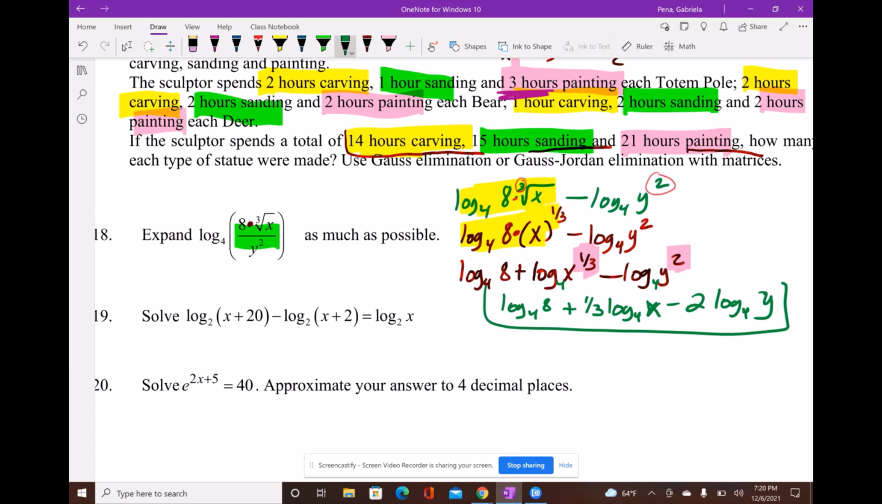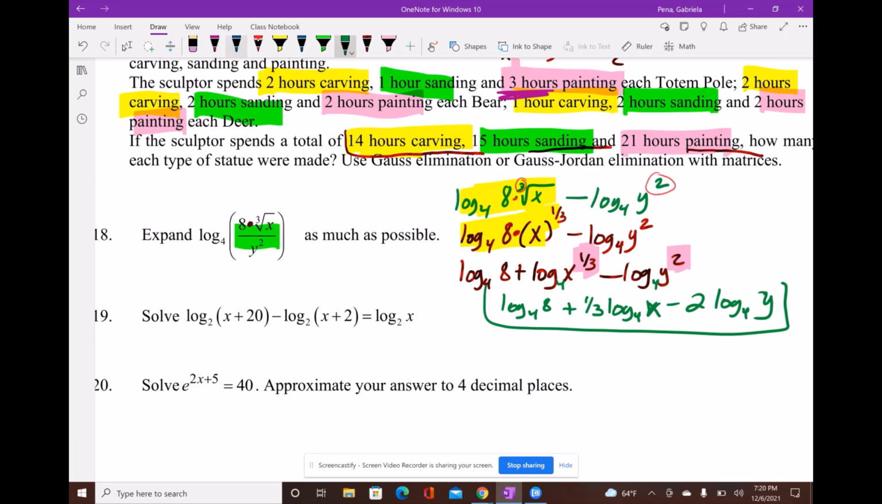That is your final answer. So subtraction and division are the same thing. The addition and multiplication are the same thing. And we need to move those exponents to the front. So that's the final answer for number 18.